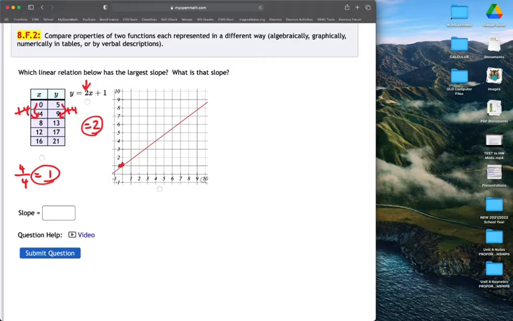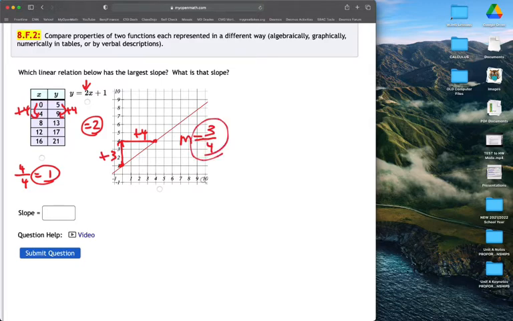And as far as the graph goes, I have to find a couple of perfect ordered pairs. So I see one there at 0, 1, and it looks like the next one is at 4, 4. So we have a rise of positive 3 to get from 1 to 4, and a run of 4 to get from 0 to 4. Remember, upward movement is a positive movement. Right movement is also a positive movement. And so the slope, or the rise over the run, is 3/4.